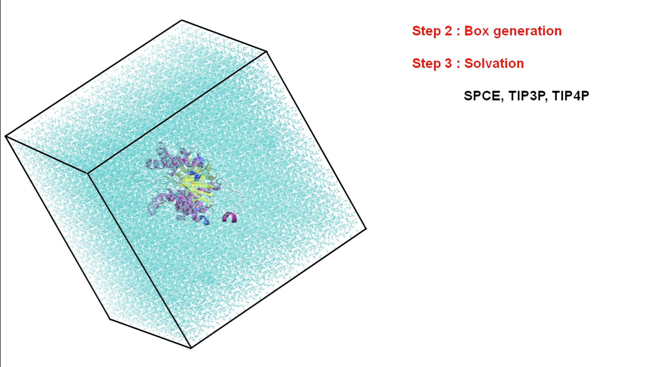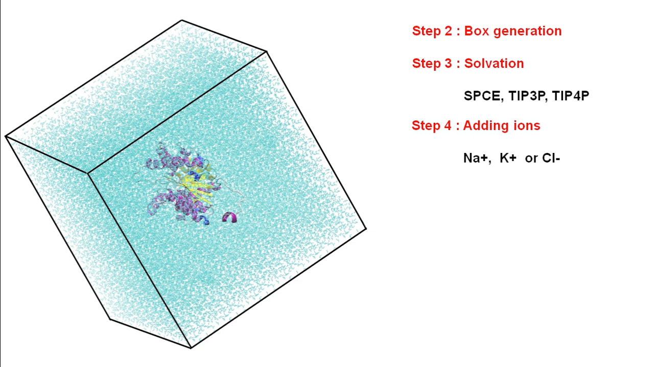So our box is now filled with water molecules, but the net charge of this system may not be neutral. The system may be positively charged or negatively charged. Now we have to neutralize this system, and we can neutralize it by adding positively or negatively charged ions like sodium or chloride to make the system neutral.